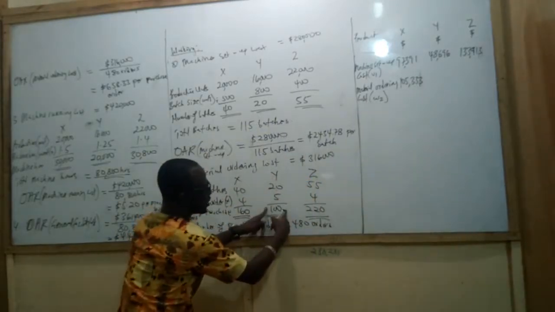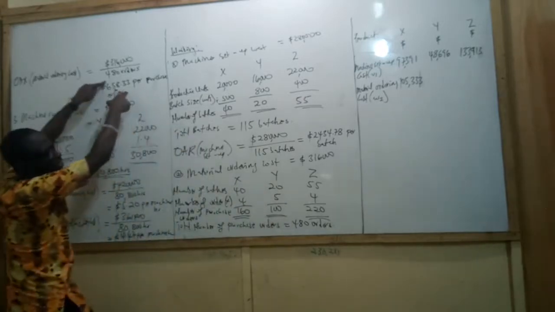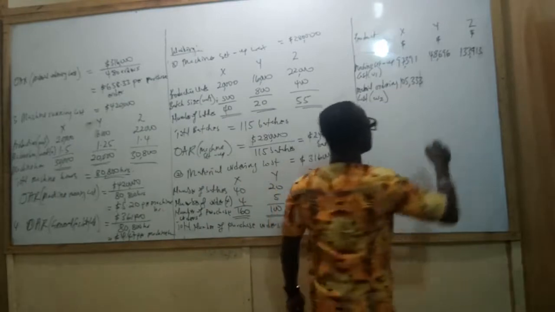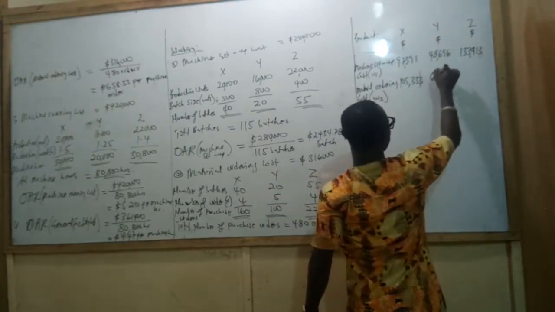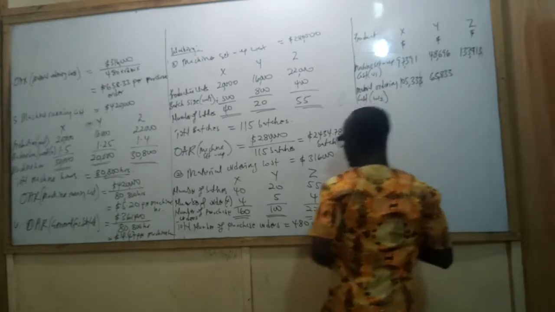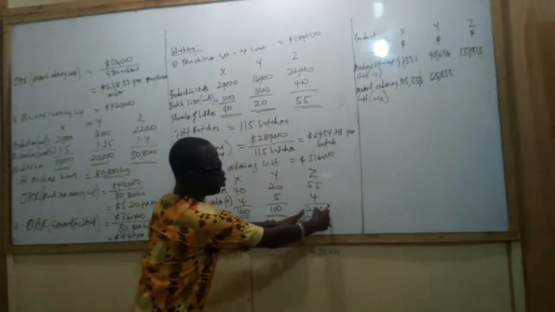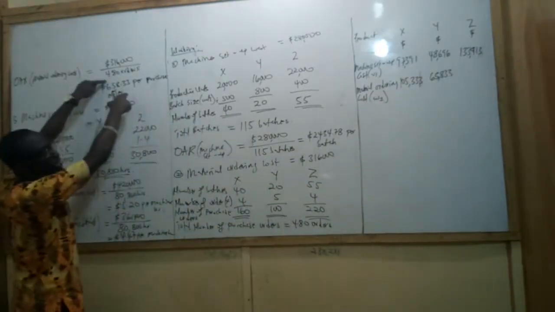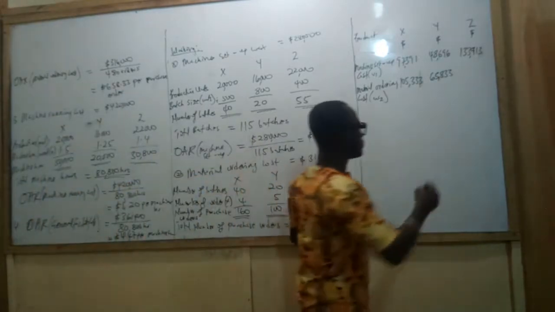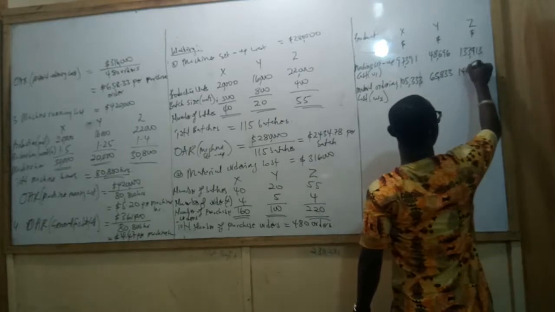Y did 100. So 100 times that same thing: 65,833. Next one. Z did 220. So times that same figure. We have 144,833. Good.